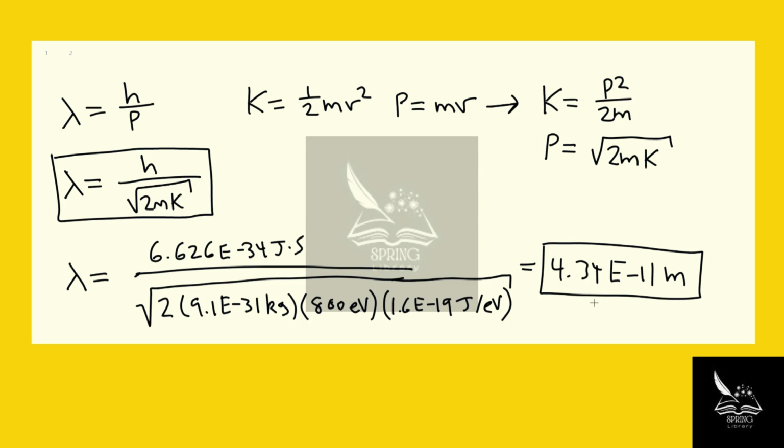And that's it. We have the wavelength for an electron. We have an expression relating wavelength to mass and kinetic energy.